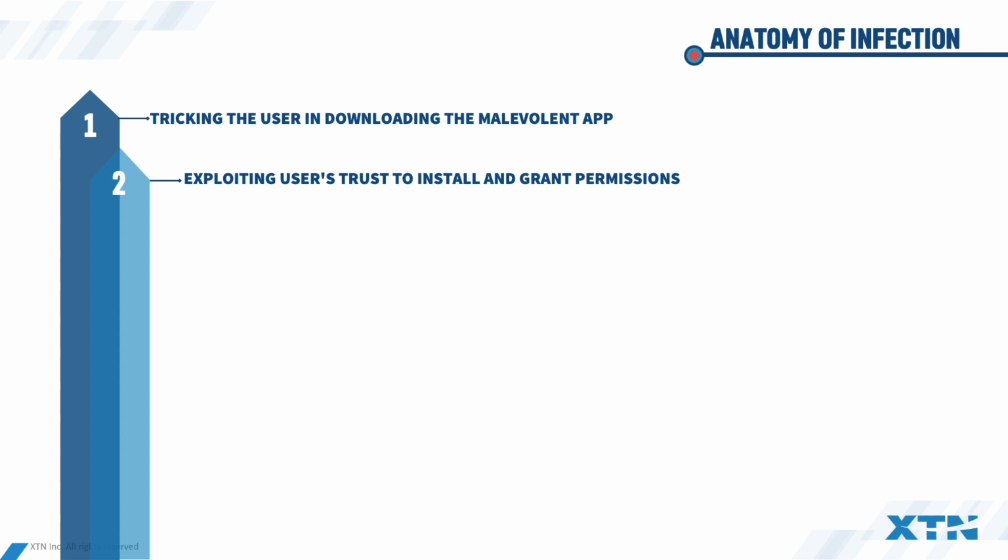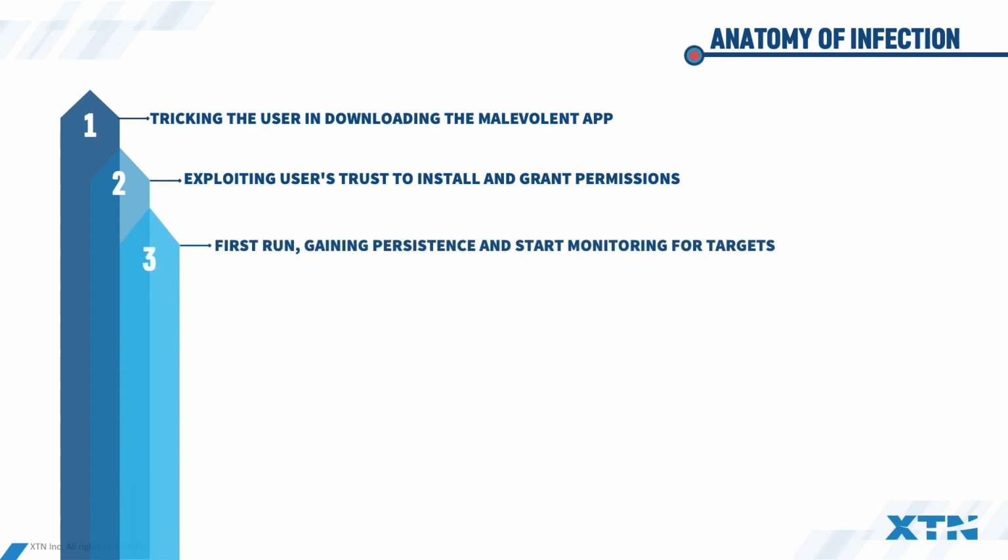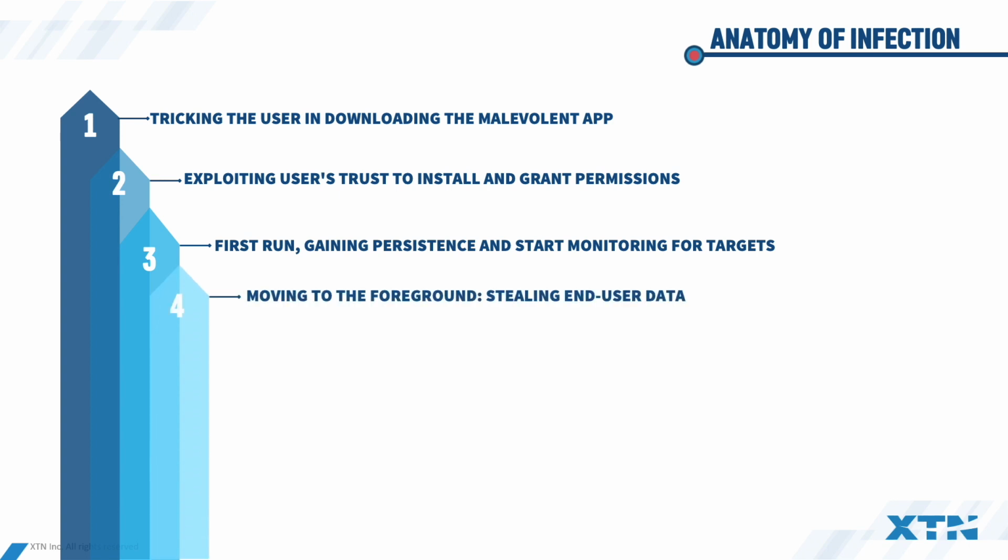At this point, the operating system will ask for all sorts of permissions, but it's usually too late. The user will grant them all in most cases. The malware will run the first time, gaining persistence and starting to execute its malevolent task. In most cases, the user will not notice any unusual behavior. The malware remains in the background, waiting for its target. As soon as the designated target is accessed by the end user, the malware moves to the foreground.